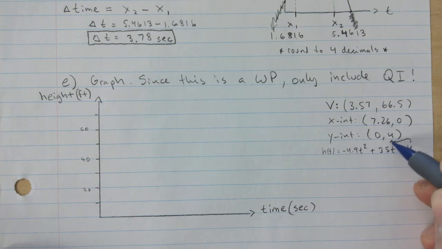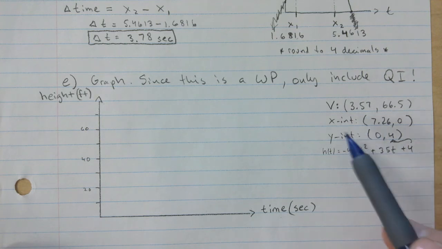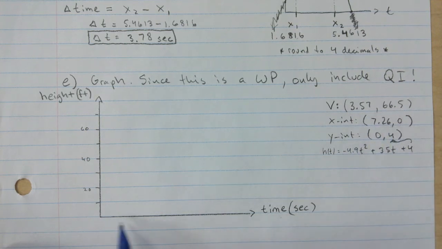That's where I got that from. Okay. So my x-intercept is 7.26, so I have lots of room here. I can go up by 1, right? So 1, 2, 3, 4, 5, 6, 7, and I kind of messed up a little bit.